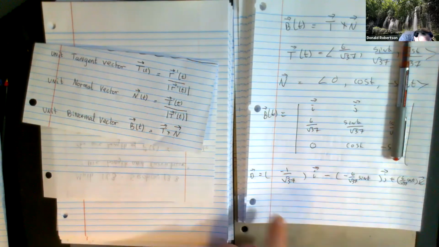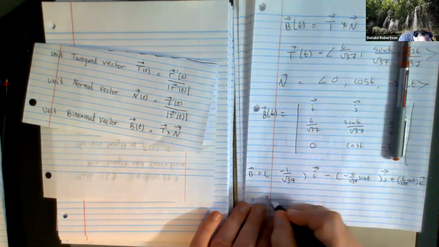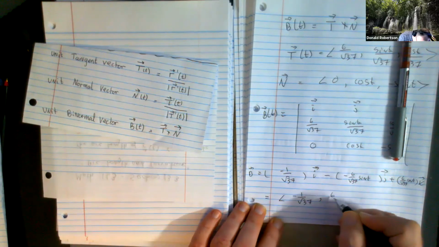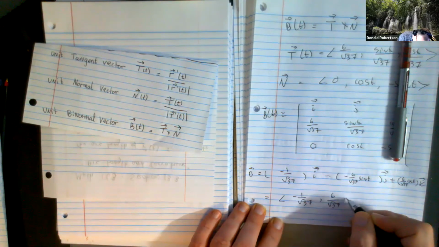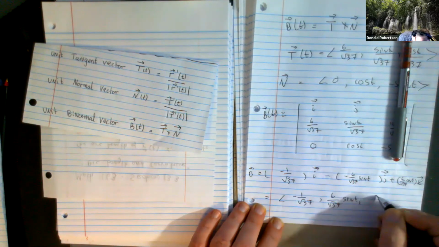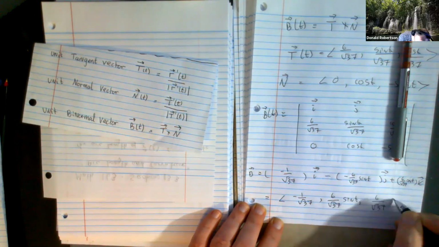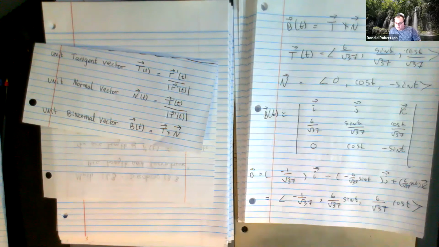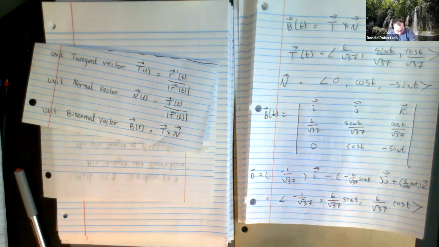And that becomes this fella, positive this fella, and positive this fella. Whew. That was a lot of work. Unit tangent, unit normal, unit binormal.